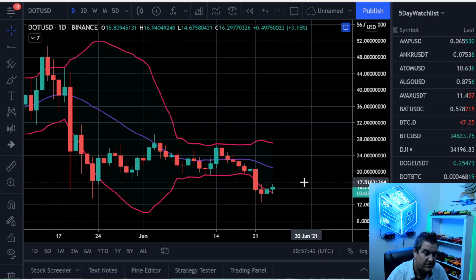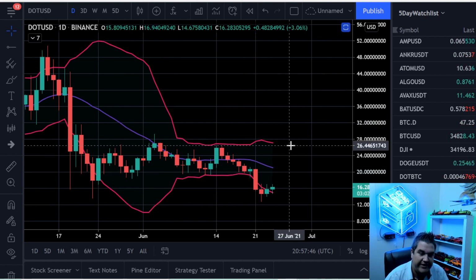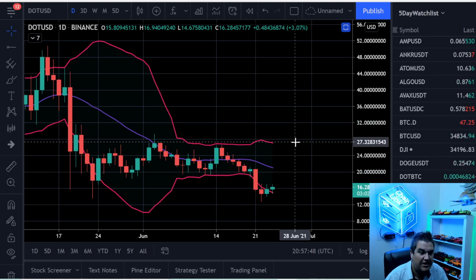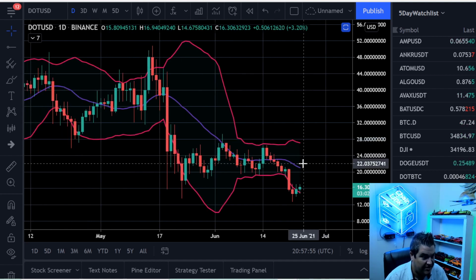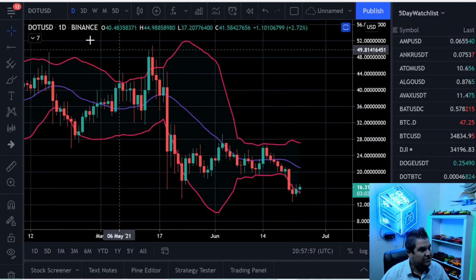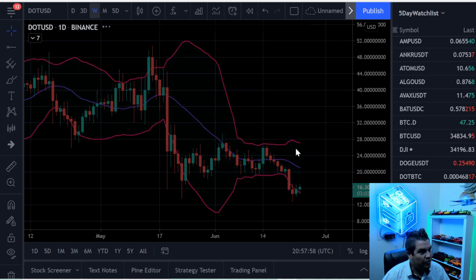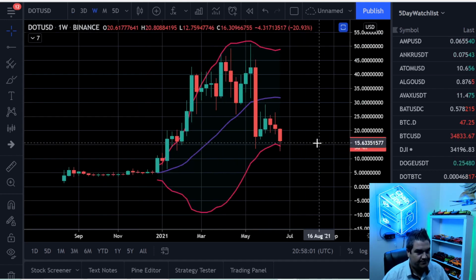In order for alts, especially DOT, to continue to move. Younger coins usually are getting hit the hardest when Bitcoin drops, and usually recover the least when Bitcoin jumps up, as you've probably seen in Polkadot if you've held this for a long time. So let's go ahead and look at it on the weekly chart and see if we got anything else.